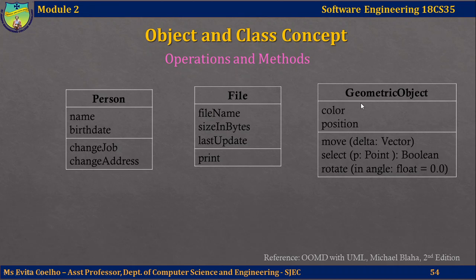Let's take a look at another class diagram, that is geometric object. The geometric object is the name of the class, which can have two attributes: the color of the object, the position or the coordinates of the object, and I have defined three operations for every geometric object. You can move the object on your screen. Okay, so move is an operation.